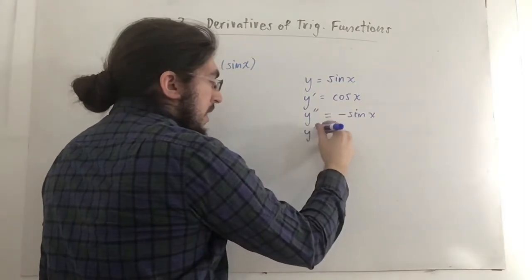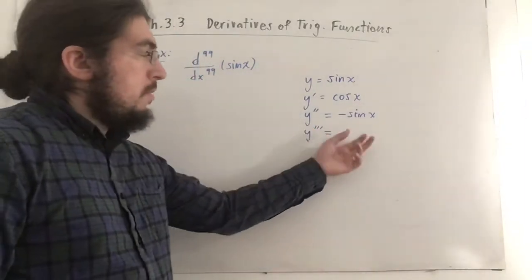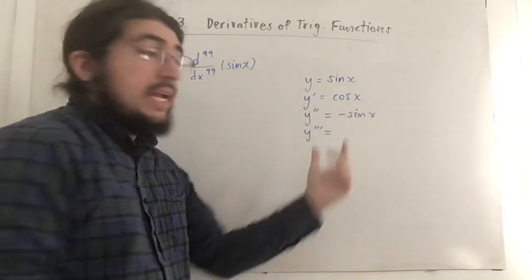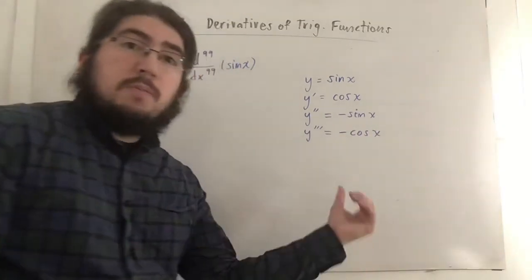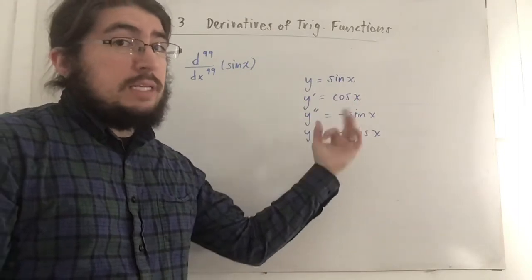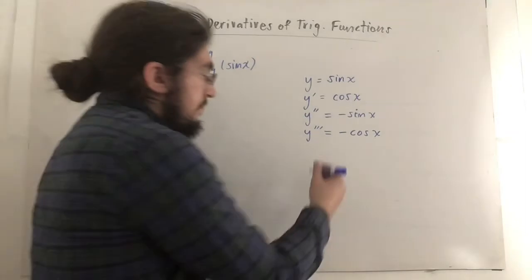And now can we find y triple prime? Well, let's see. Y triple prime would be negative, well, derivative of sine is cosine, derivative of negative sine would then be negative cosine. Because of the constant multiple rule, this is negative 1 times sine, so its derivative is negative 1 times whatever derivative of sine is, which is cosine, so it's negative cosine.